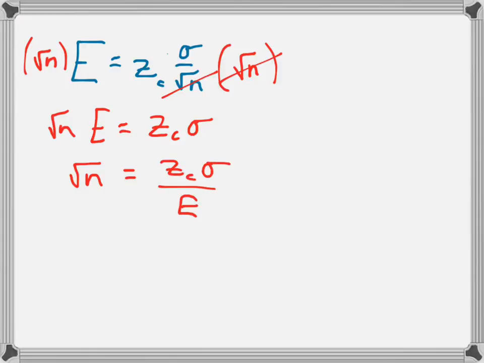And I'll have this. How do I get rid of that square root? Got to square both sides. So this is going to be the formula. And I'll say that n has to be at least, I'm actually going to turn it into a little bit of an inequality, because if I sample more people, I should have a smaller margin of error.